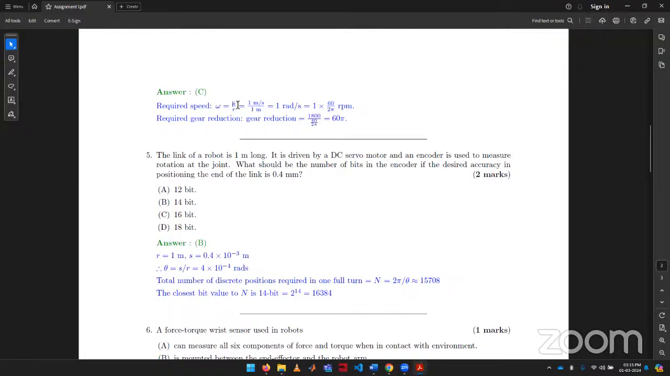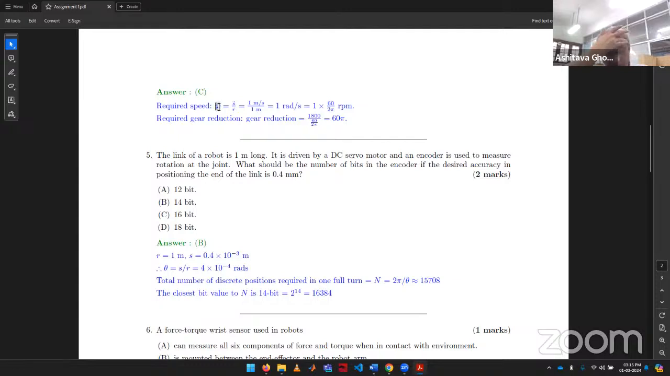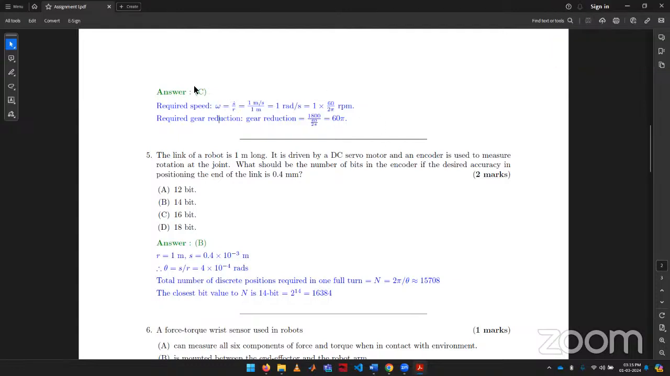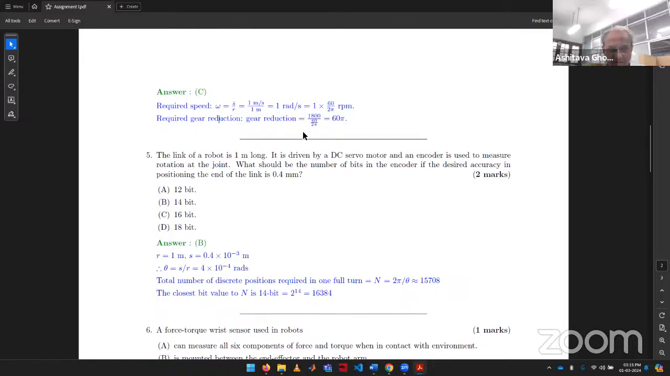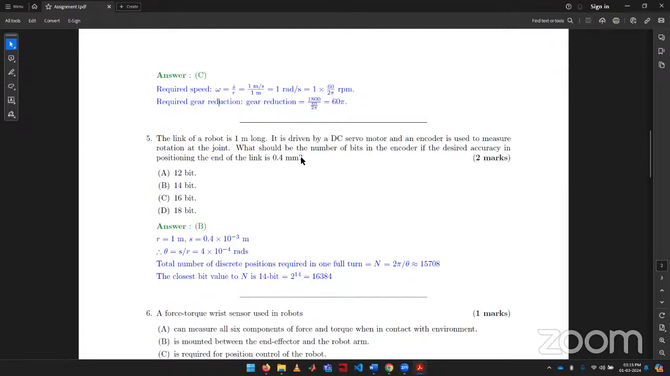So s dot will be the velocity, and omega will be like theta dot. So that's how we calculate the required speed. And we divide it by the actual speed. So that will give out the reduction ratio.